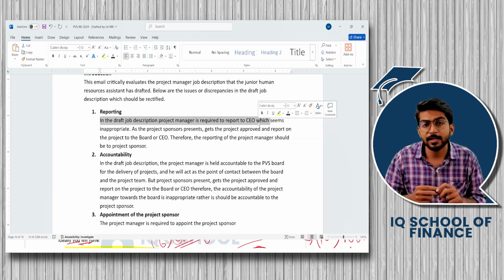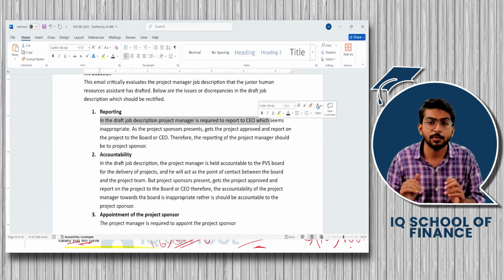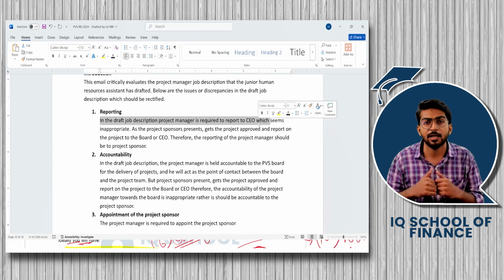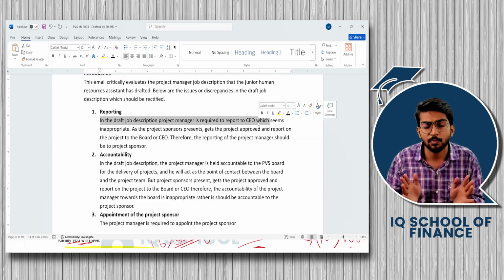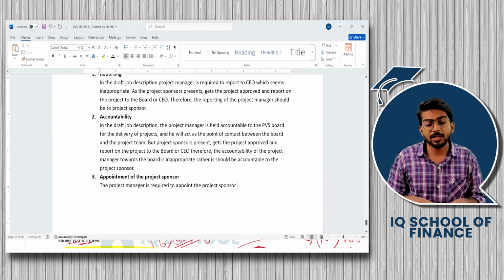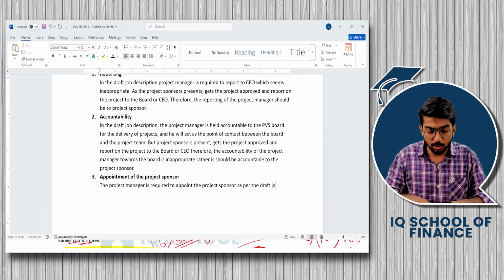Sneha, in hierarchy, the main people are the board of directors, project sponsor, and then the project manager. And under the project manager, there are the project supervisors, managers, and the whole team. There's no more in the hierarchy. Okay. So the project manager is required to appoint the project sponsor as per the draft job description, which is not appropriate.